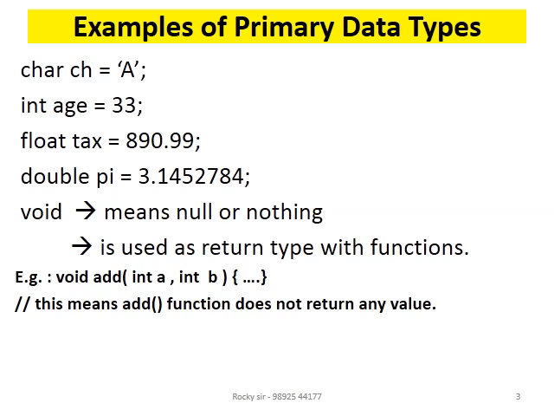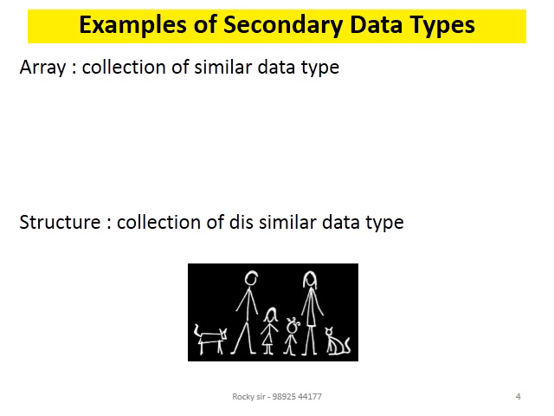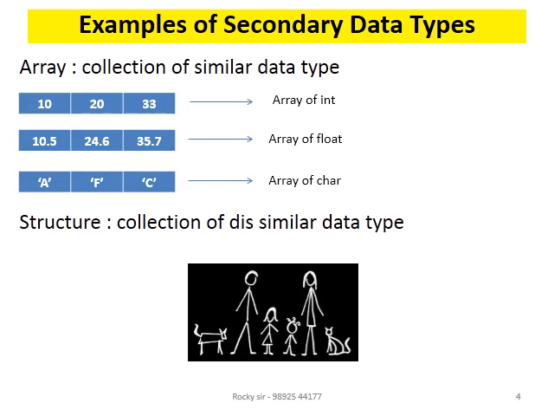We move further to have a look at a few examples of secondary data types. I just mentioned some time ago that array is a collection of similar data types. Let's have a look at some examples. We have an array of integers in the first case, next an array of floats, and in a third case an array of characters. I'm sure you all are noting that a character is mentioned in single quotes.